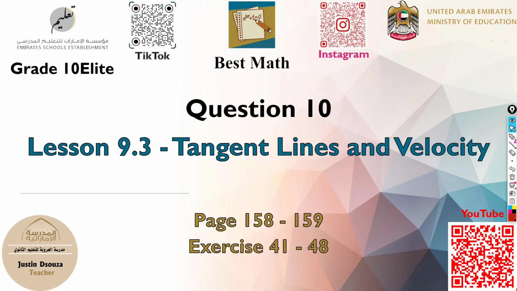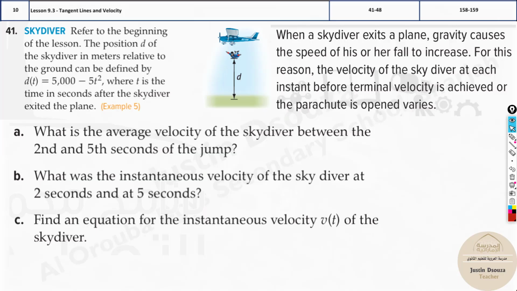Question 10 is about tangent lines and velocity. Here we have real world problems and then some interesting problems as well. So refer to the beginning of the problem. This is the situation over here. The position D of the skydiver in meters relative to the ground can be defined by D of t. The function is given here, where t is the time in seconds after the skydiver exited the plane.